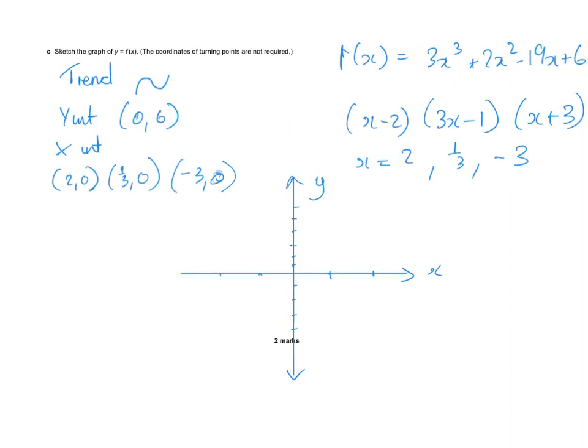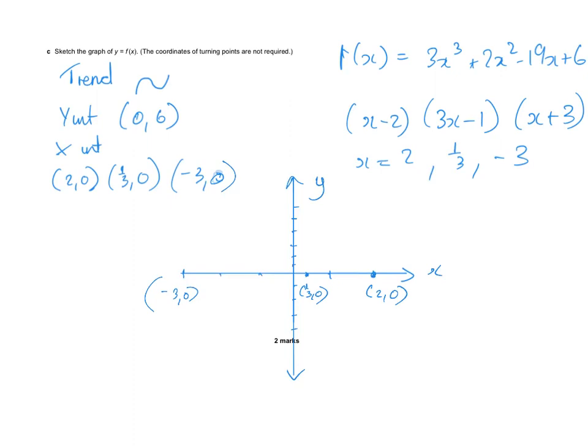We know that we've got the point -3, 0. So -3, 0 is one point. We've got when x is 2 and 0, which would be there. And we've got the point 1/3 and 0, which would be around about there. The smaller your scale, the more accurate your graph is actually going to be.